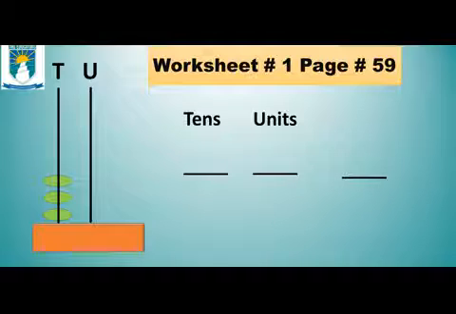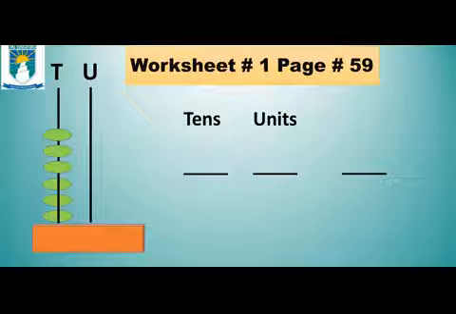Now, from the given abacus, let's count the beads and write the answer. You can see we have 3 beads in tens position. Count them. 1, 2, 3. So we will write 3 in tens place. Now count the beads in units position. You can see there is no bead at units position. So we will write 0 in units place. It means 3 tens and 0 units make 30. Very good. I hope you understand.